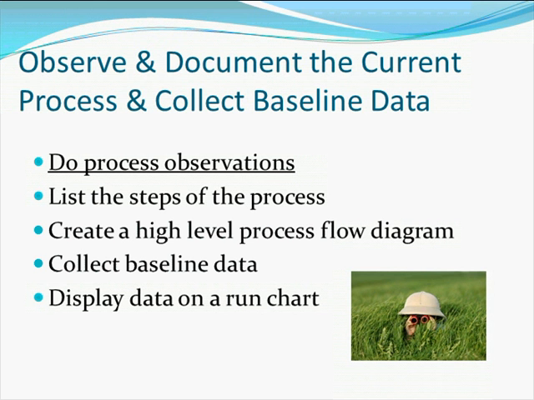So once we list out the steps of the process, we'll create our first draft of our high-level process flow diagram. And then we'll want to start thinking about baseline data so we can see what percentage of our pizzas are delivered within 30 minutes of the order being placed, so we know where we should improve to. And then, because we want to get everyone on the same page and really be transparent with what's working and what's not, our plan is to display the data and trend it over time, so everyone knows our efforts are paying off.